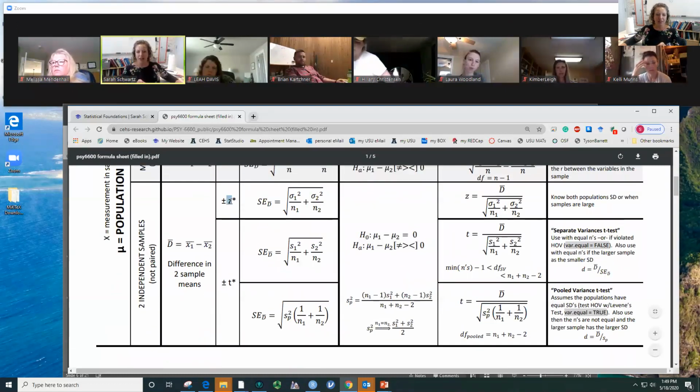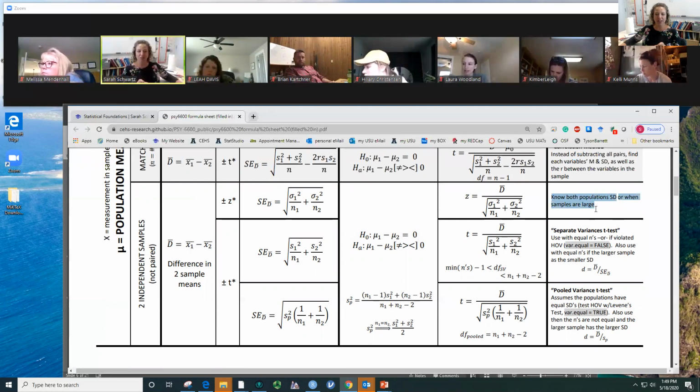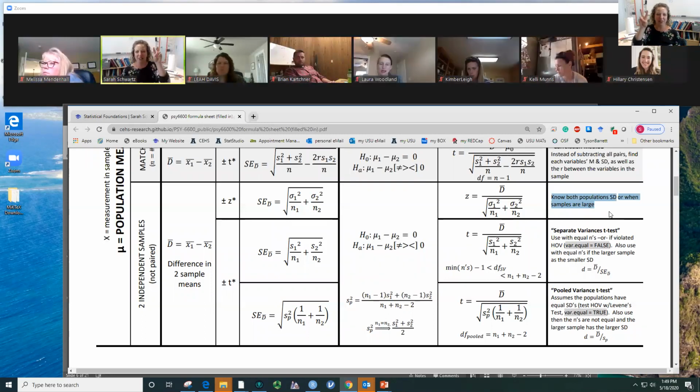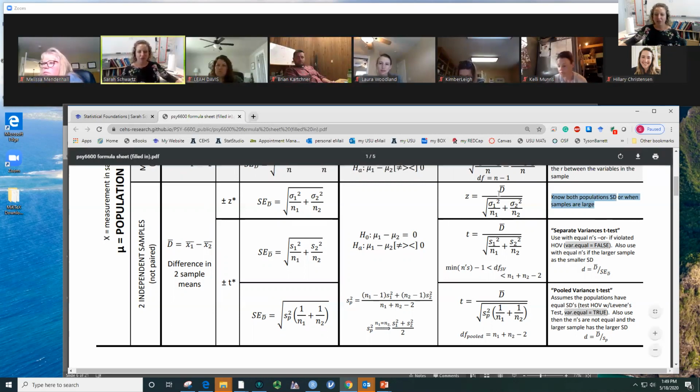So right now we've done the top, and now we're going to do the bottom, skipping the middle. Here, notice we have a Z. When would we use a Z? When we know both population standard deviations, or when both samples are large. Sounds like pretty much the same criteria, but instead of having one population, we have two populations. So that's when you can use Z. T, we're going to use in all other situations.